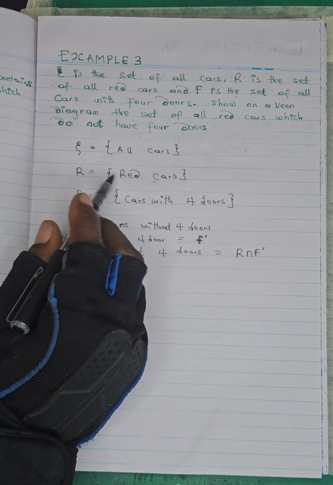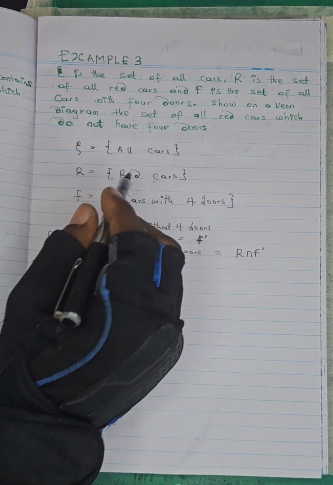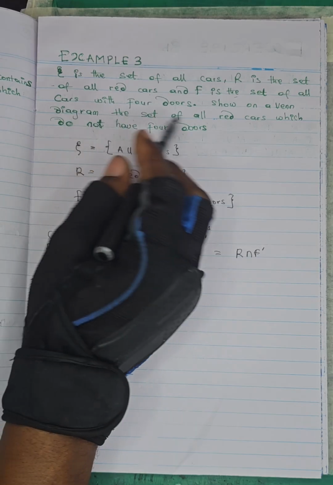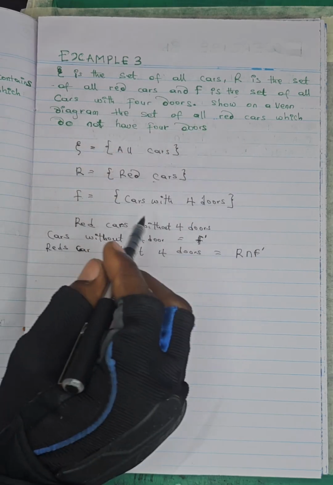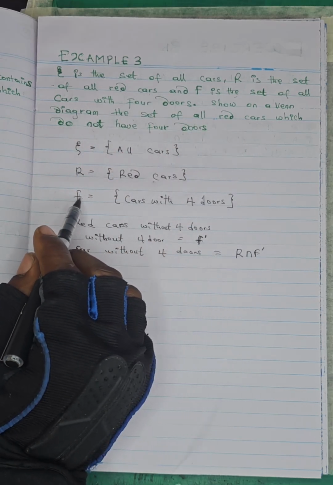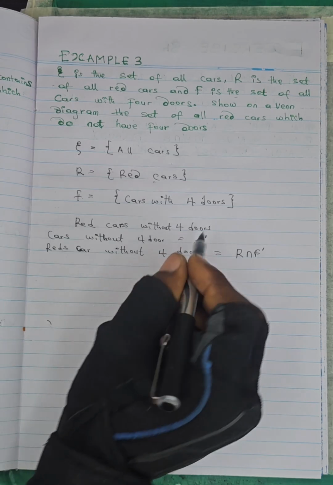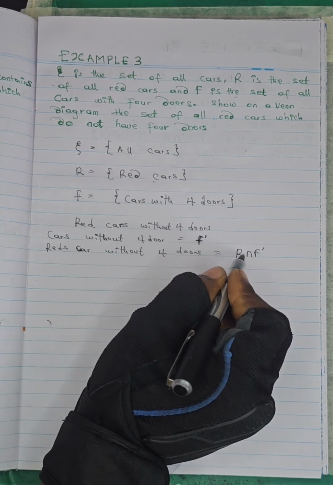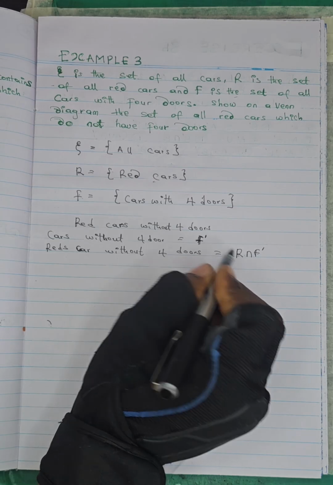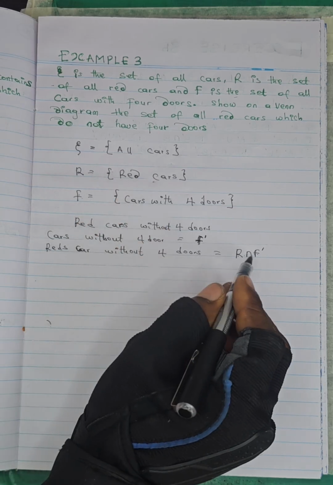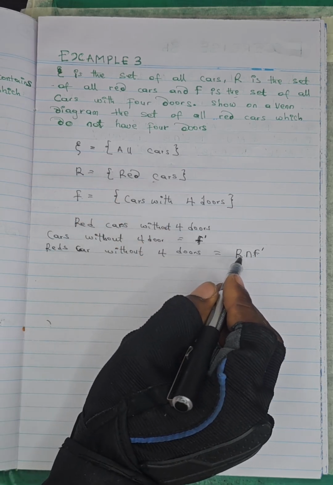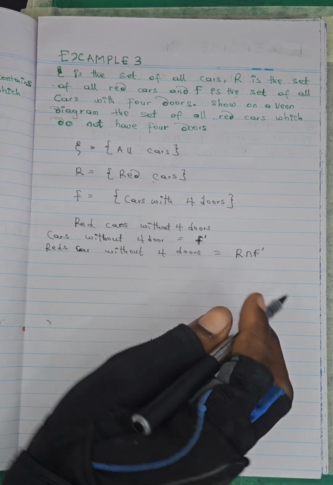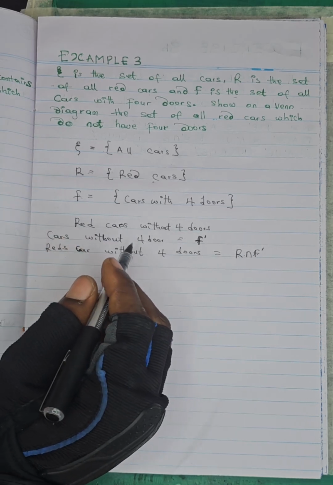Now, R stands for all the red cars, but inside this red car set, you know that some of them will have 4 doors, while some will not have 4 doors. But from our question, we are more interested in all the red cars without 4 doors. So all we are going to do is look for the complement of F, which will tell us all the cars without 4 doors. Then we take the intersection with R, which is all the red cars. When you intersect all cars without 4 doors with R, it will only give you all the red cars without 4 doors and leave out the red cars that have 4 doors.